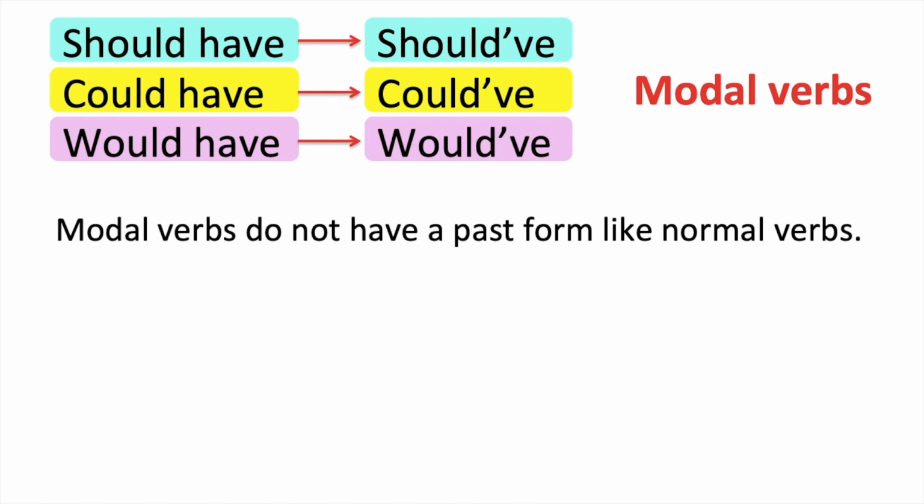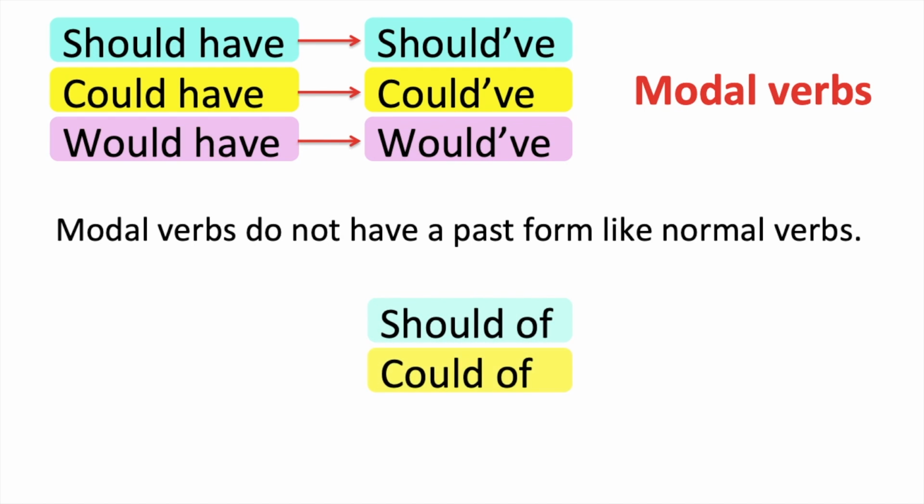Before we begin, it's important to note that we never say should of, could of, would of. The contraction should've, could've, would've can sound like this when we're talking quickly. However, you must remember that there is the word have after the modal verb.